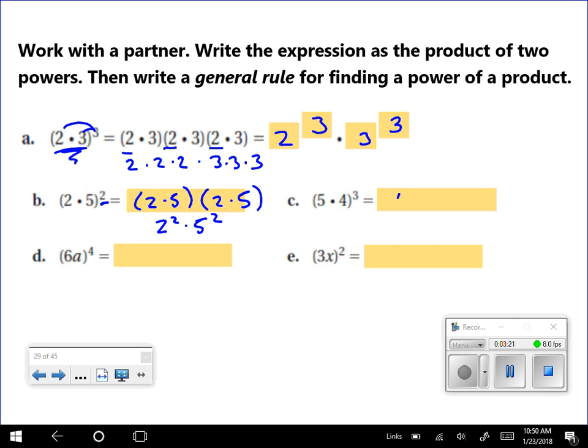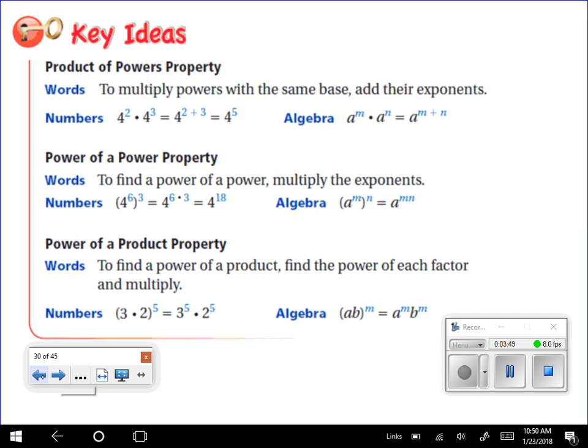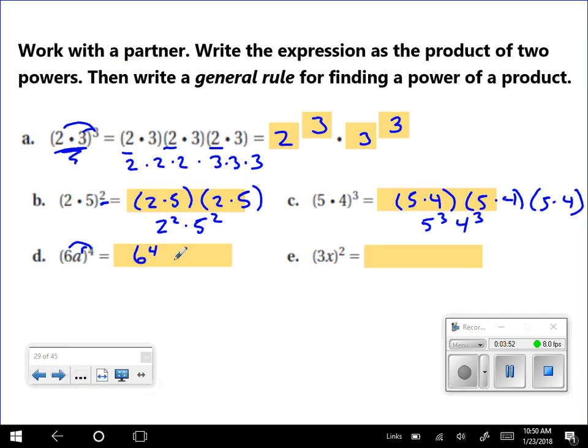Okay, same thing here. 5 times 4 times 5 times 4 times 5 times 4. So if we pull out our 5's, we'd have 3 5's and 3 4's. So eventually, we hopefully wouldn't need to do that. We would just be able to understand, okay, if this is going to work, we're going to pull it into each of the pieces, or each of the factors, that was the word I was looking for, within our multiplication problem. 3 to the second, x to the second, instead of having to write it all out.